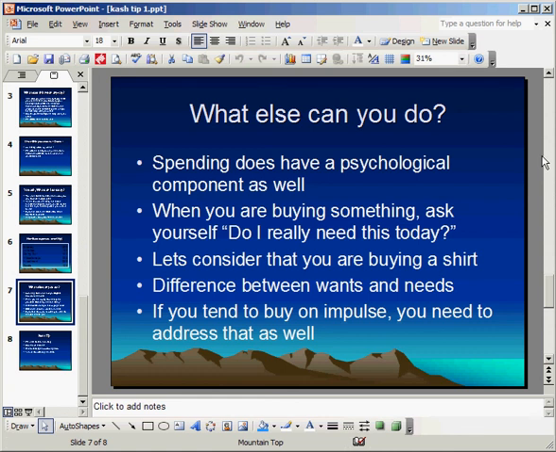Also, you have to realize the difference between wants and needs. The needs are things that you need to survive on. So those are necessary, as opposed to wants, which is something that you're wanting but not necessary. So you can skip those. Also, if you tend to buy on impulse, you need to address that issue as well. Because a lot of times when you do impulse shopping, those things aren't necessarily needed, and that's money you could have saved.